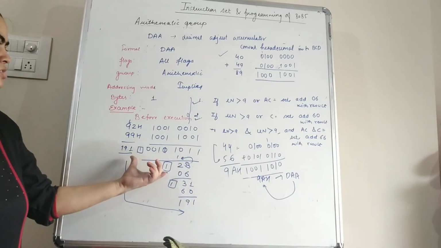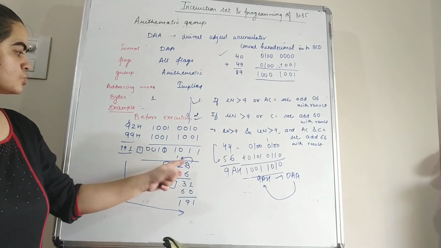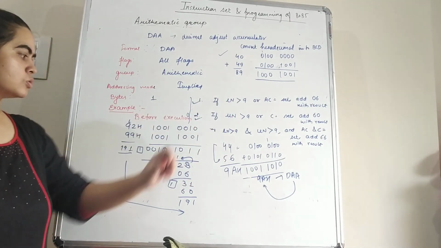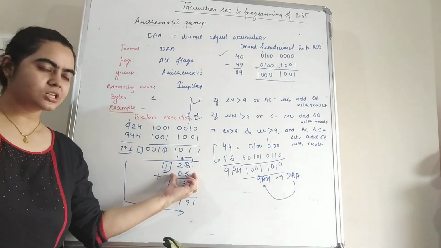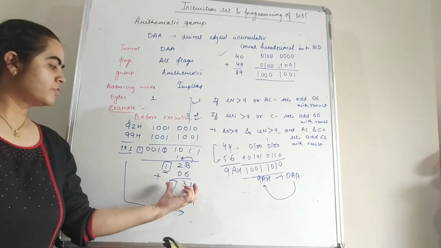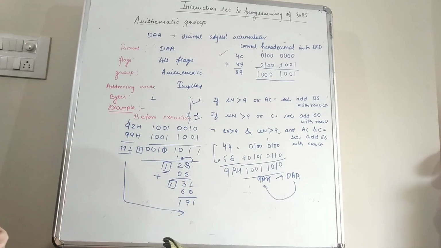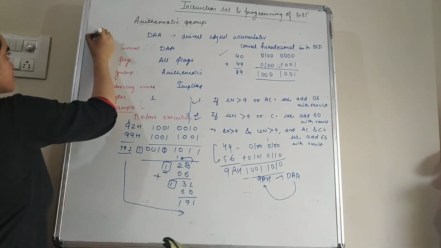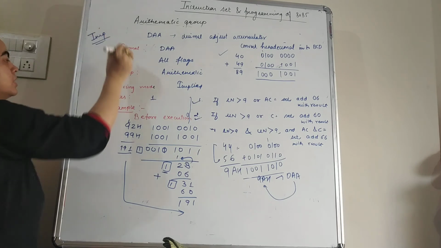So if the carry is present, that means the second condition is true, and here the lower nibble is greater than 9, that means the first condition is also true. So initially you can add 06 with the number, and after that with the result you can add 60 with the number. So this is about the DAA instruction, and this instruction is very, very important.